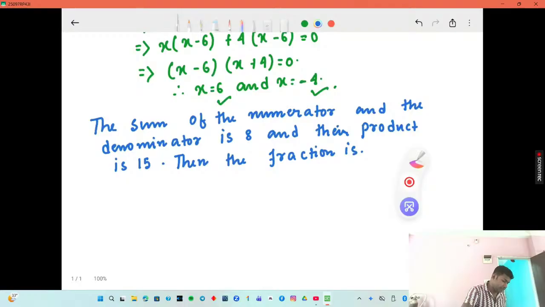So can you help me to solve this problem? Anyone who can help me to solve this problem?